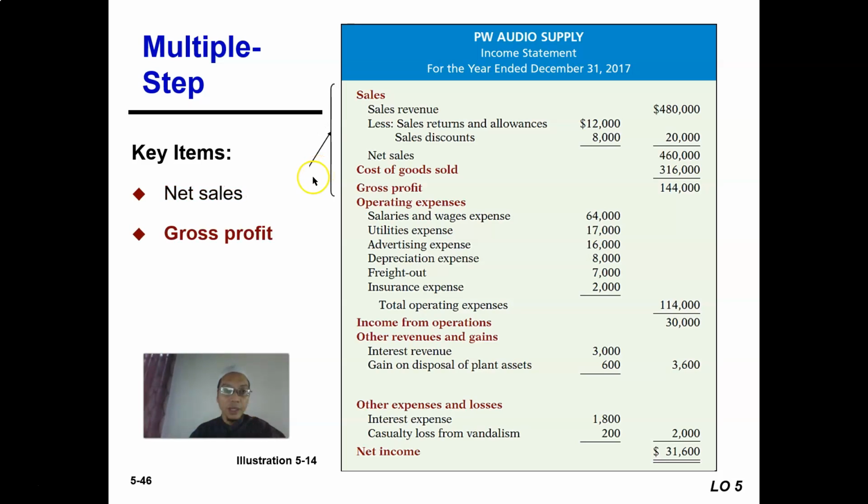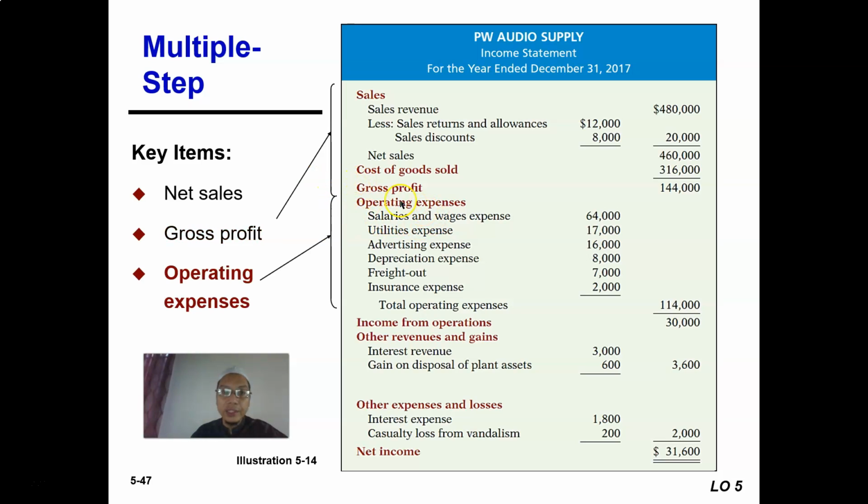Secondly, from net sales we will get the gross profit by deducting the cost of goods sold. After we have a section on sales that comes up to the net sales of 460,000, we deduct the cost of goods sold. There's one item called cost of goods sold, which comes from our cost of goods sold account, 316,000. So sales minus cost of goods sold equals gross profit. Our gross profit is 144,000. So that's the next section.